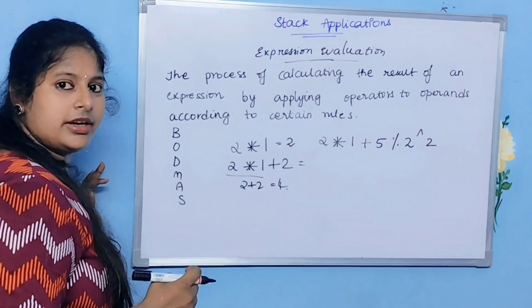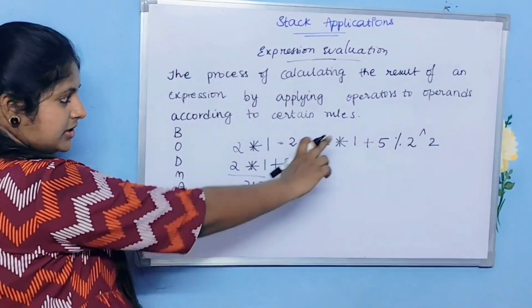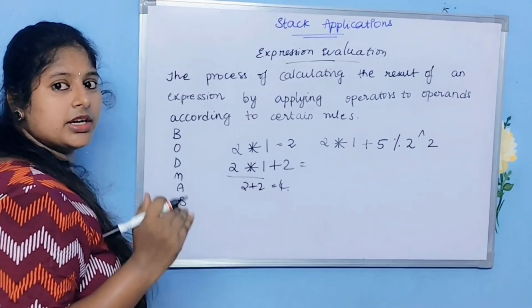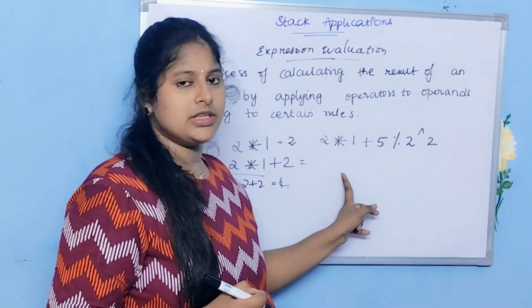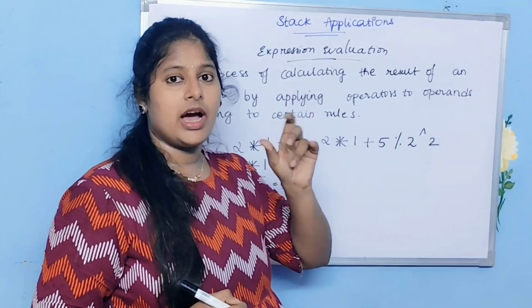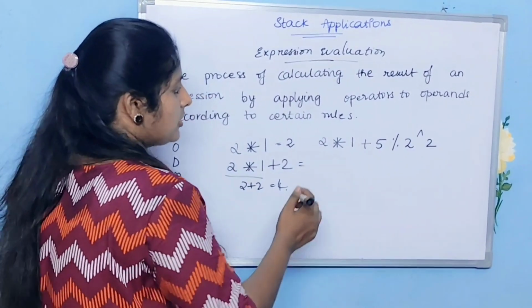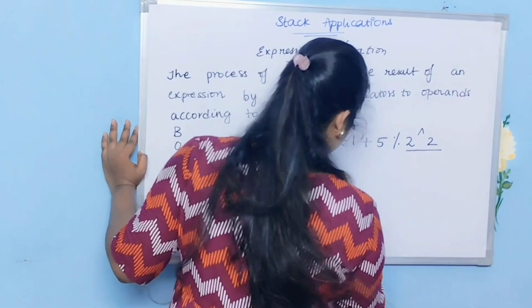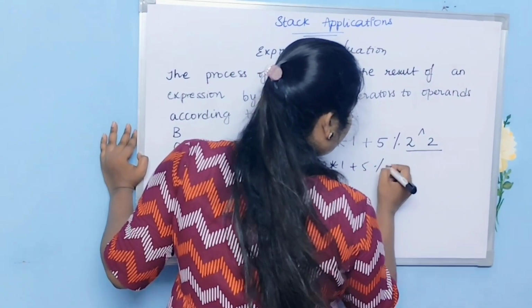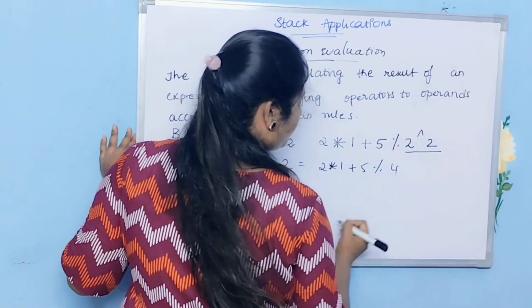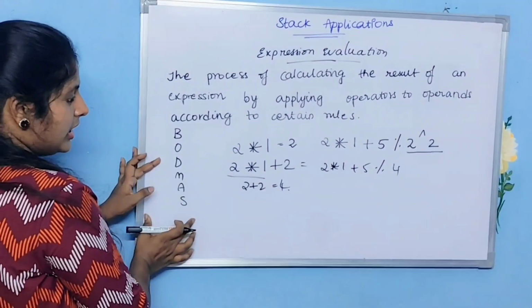so how will you evaluate? So here what I'll do is, in BODMAS we don't have this exponent form, but compared to all these operators, exponent has the highest precedence. I mean, highest priority. Okay. So first we have to evaluate this. So 2 into 1 plus 5 divided by 2 power 2 is 4. Right. What is the highest priority? Division. Out of this, it is division.